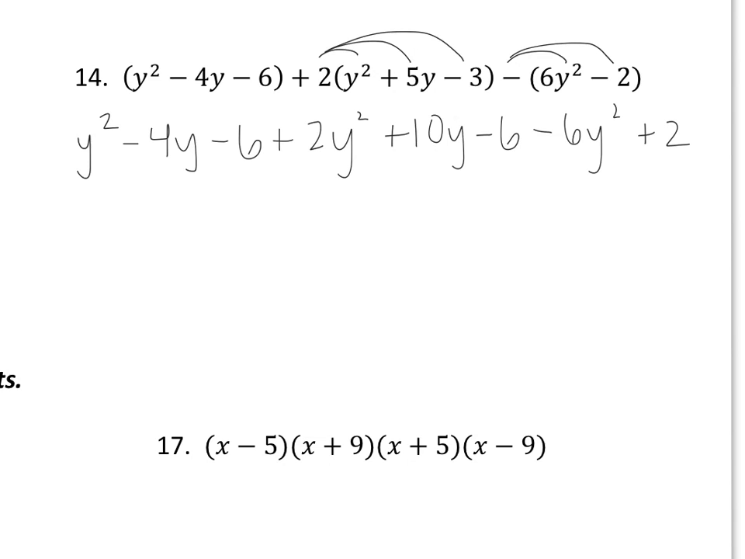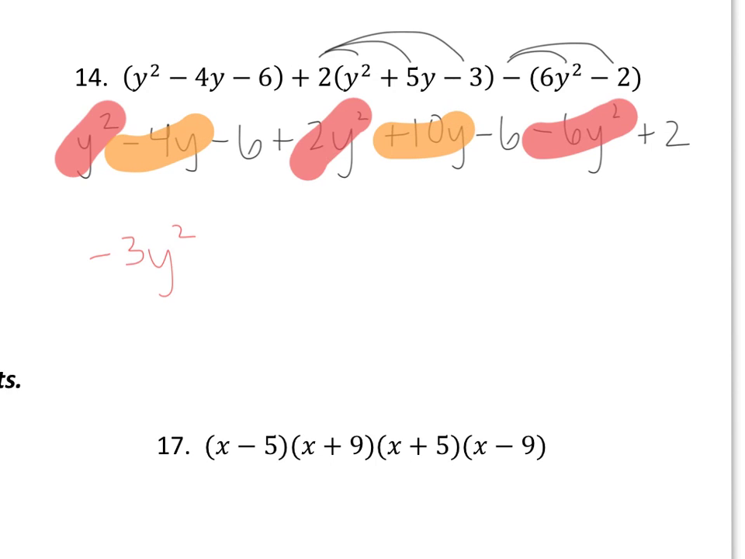Now let's go ahead and look at the, oops, I don't want that. I want the highlighter. Let's look at the y squareds, y squareds, y squareds. And let's combine those, and I end up getting y squared plus 2y squared is 3y squared, minus 6y squared is negative 3y squared. Now let's change colors here, orange, and look at the y's. So negative 4y plus 10y, and that's about it for y's. So negative 4 plus 10 is positive 6y.